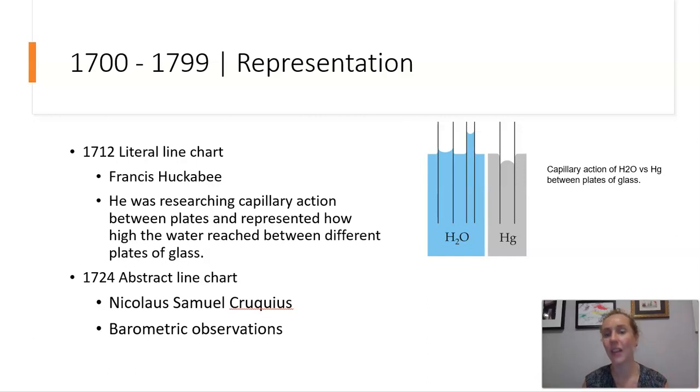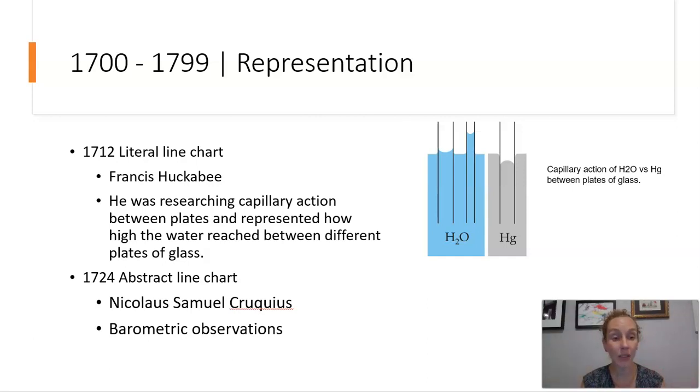So Francis Huckabee was not a well-respected scientist. He was an incredible instrument maker. He was a fellow in the Royal Society of London, but he was the lowest level fellow. But he's doing these experiments looking at different types of water between two plates of glass and how far up or how far down they go.